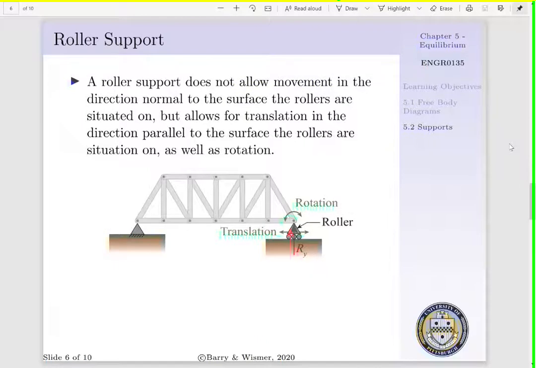And lastly, a roller support, as shown in the figure below, allows movement in the direction that is parallel to the surface that our rollers are situated on. However, it prevents movement in the direction perpendicular to the surface that our rollers are sitting on. And you can think of this as a roller blade. What's nice about a roller support is our body is able to translate and rotate. However, our translation is typically limited in one of these directions. For the example below, our roller joint provides a reactionary force in the y direction. However, our bridge is able to move to the left and right, as well as rotate about this joint.